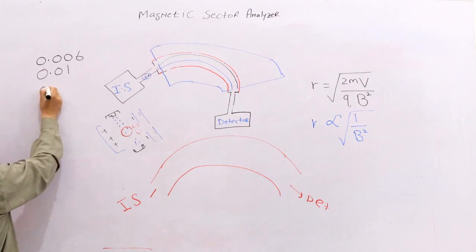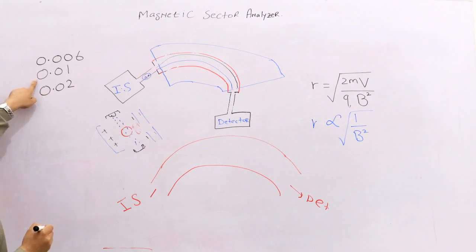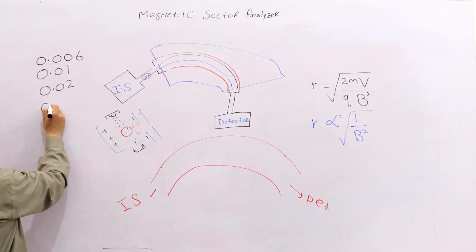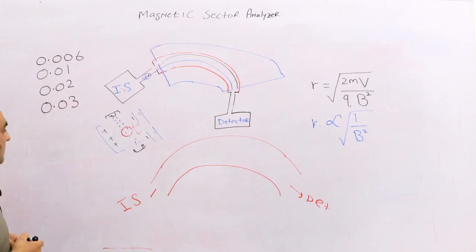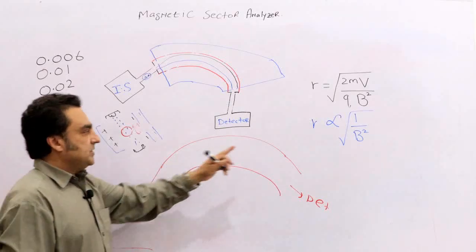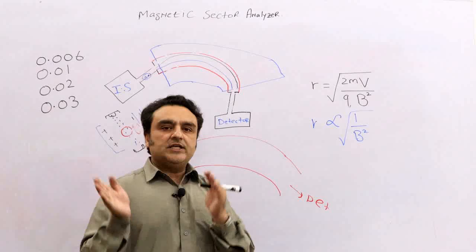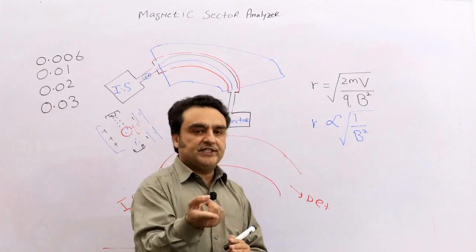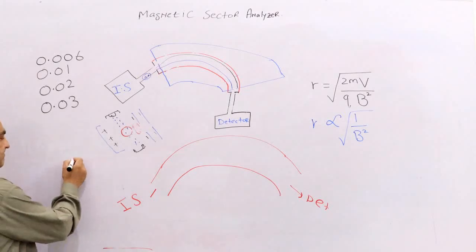The third value is 0.02. This is twice that. You have another value, 0.03. Now suppose you have the choice to apply each value on the molecule. As I told you, the magnetic field strength B squared is in inverse relation with the radius.